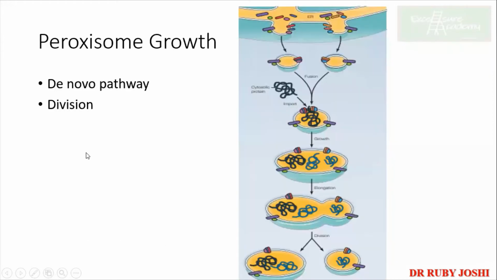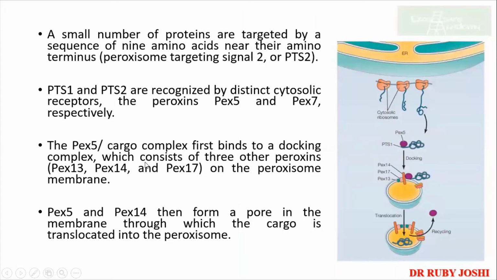The PEX5 and the cargo will go and bind to your peroxins, namely PEX14, 17 and 13, out of which PEX5 is going to make interactions with PEX14, which will result in the membrane pore formation through which the protein can be taken inside. And PEX5 will be recycled. Did you get how the protein is being transported from the cytoplasm to the peroxisome? This figure. Should I repeat?